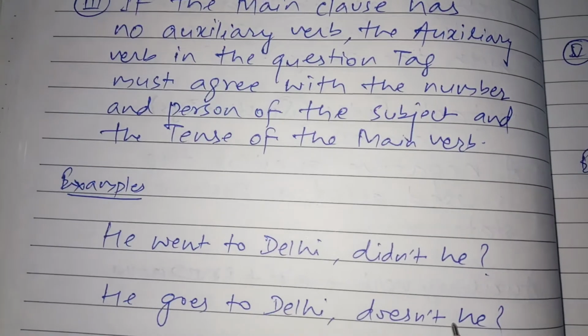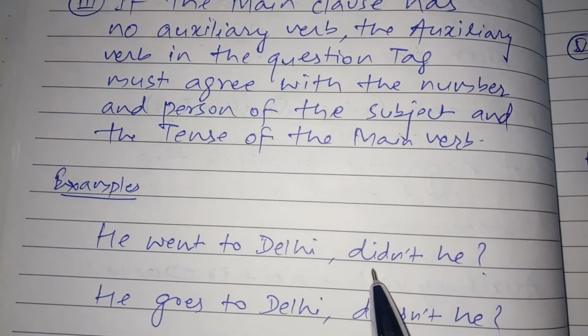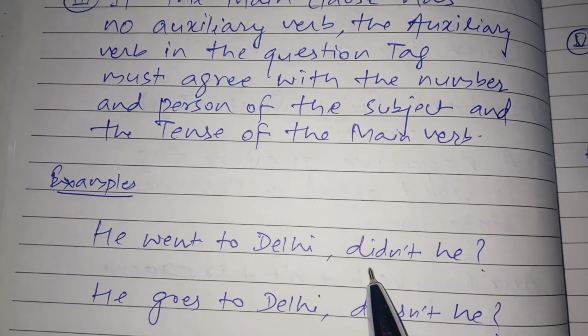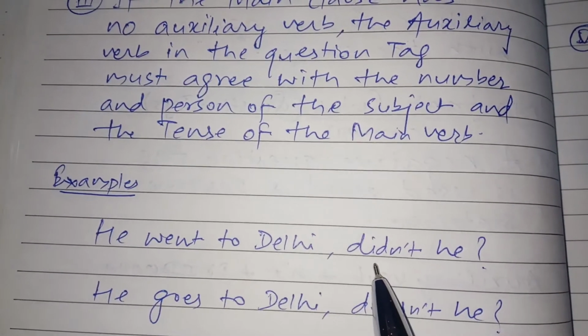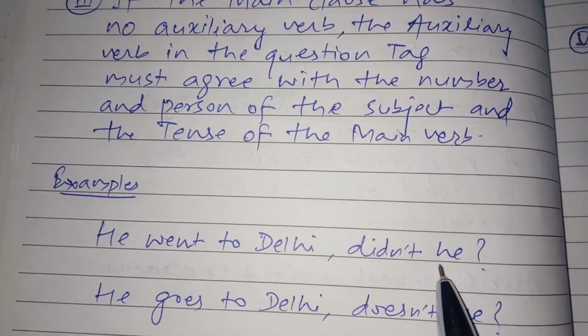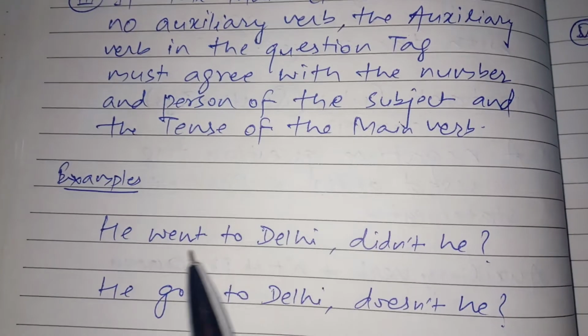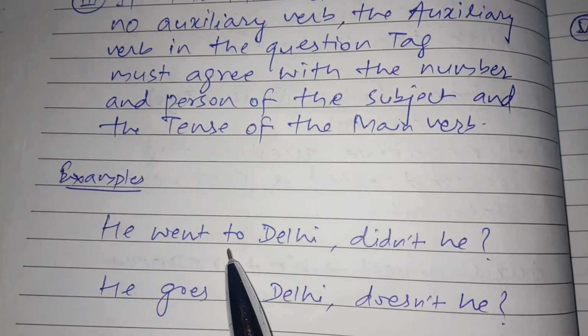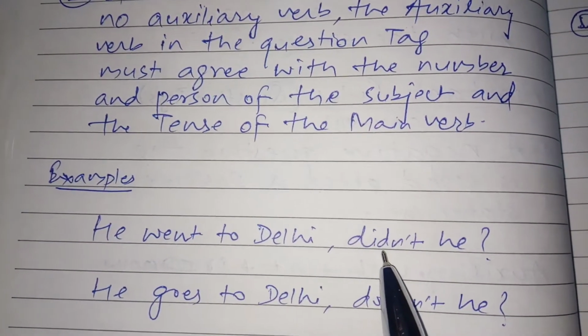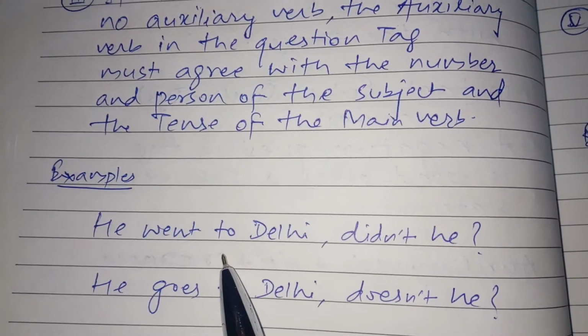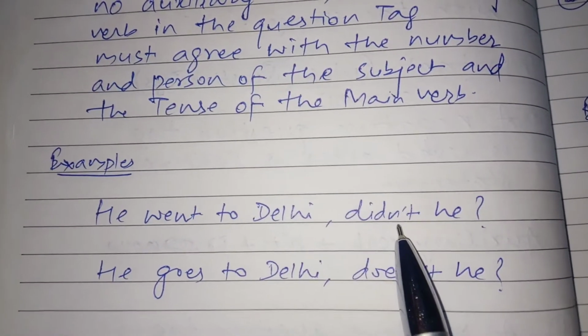Okay, so the auxiliary verb in the question tag must agree with the number and person of the subject, and the tense also. This very statement part is in the simple past, so we have used here did. And this one is the positive statement, so this is a negative question tag.